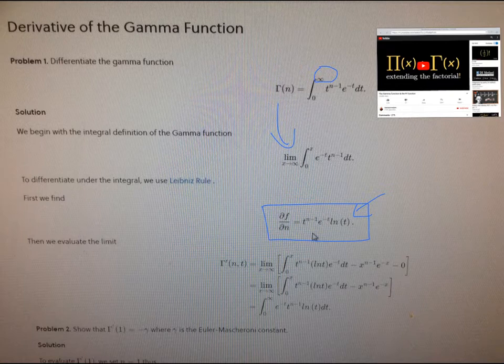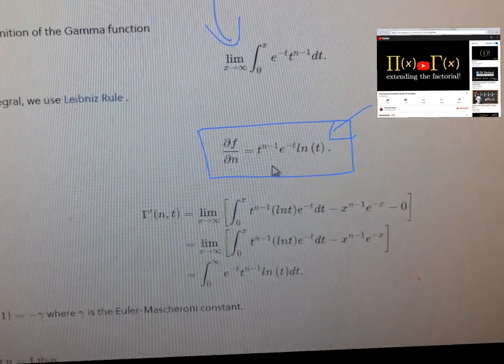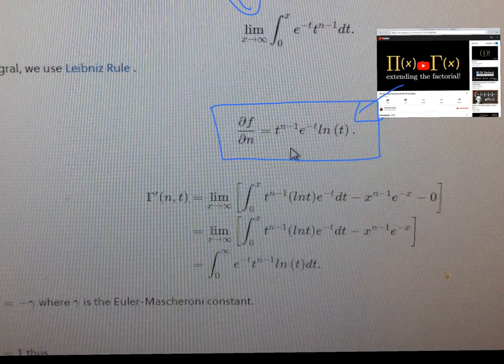So the next step is that they evaluate the limit as x approaches infinity. Down here at the bottom, I'll make this a wee bit bigger. That's what they're doing in this step: evaluating the integral at x equals infinity, starting with this integral here. They are going through the process here to find the first derivative of the gamma function.